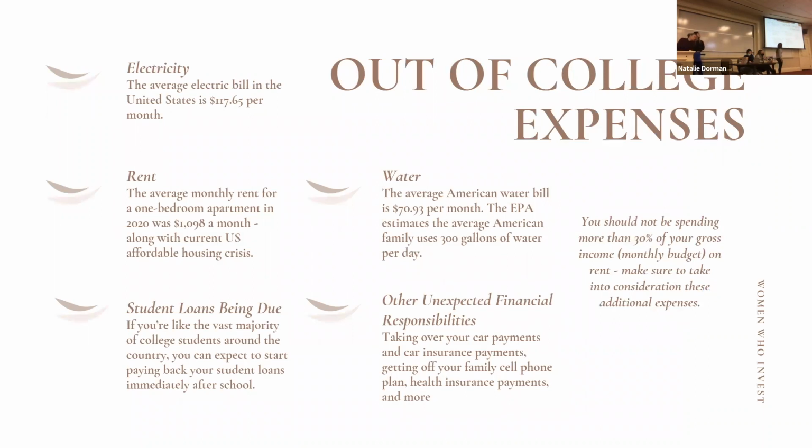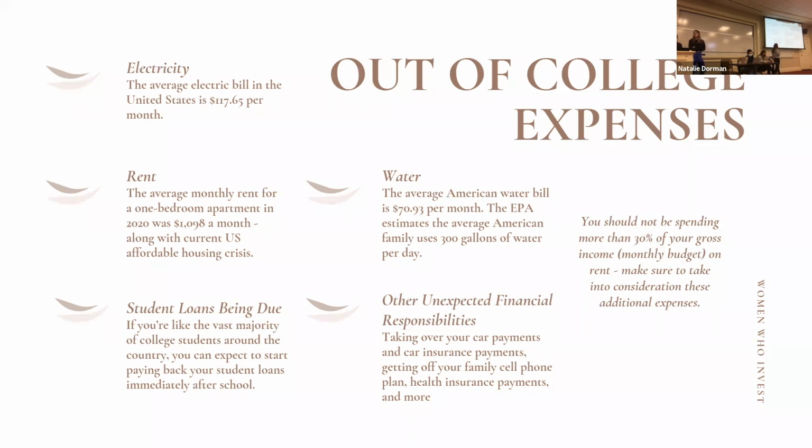And then for out of college expenses, a tip is that you should not be spending 100% of your gross income or monthly budget on rent, and you want to make sure that you take additional expenses into consideration. So we'll get into that. For electricity, the average electric bill in the United States is $117.65 per month. That's often something you think about in terms of using your appliances and everything.